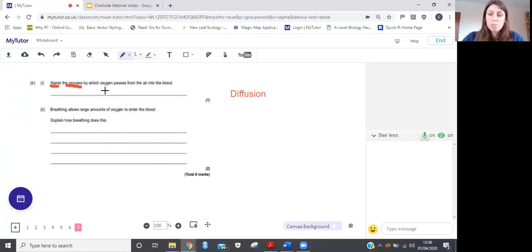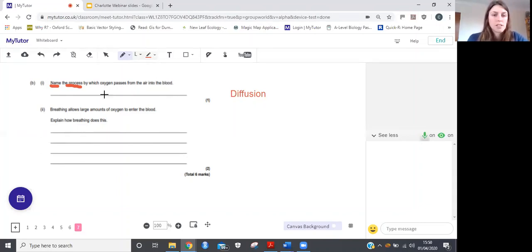Diffusion is our passive way of particles moving. It doesn't take any energy, and anything to do with us breathing is always a passive response, so it's definitely diffusion in this case. It's not osmosis because it's not to do with water. And it's not active transport because it doesn't require any ATP. Active transport requires energy for it to take place, whereas diffusion doesn't.